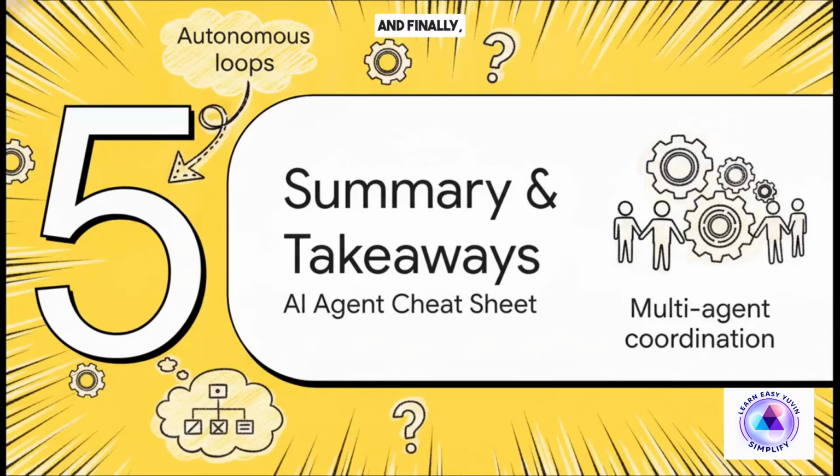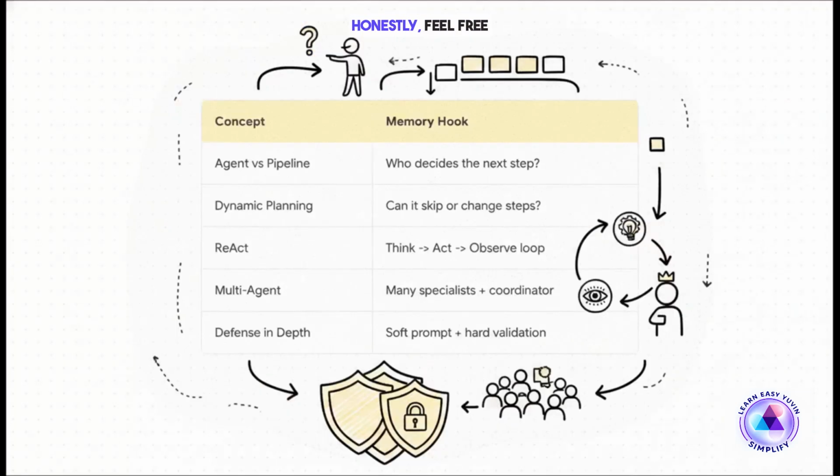And finally, Section 5, our final summary and takeaways. Basically, your AI agent cheat sheet. Honestly, feel free to pause the explainer right here and grab a screenshot. This perfectly summarizes the core mechanics of AI agents we've talked about today. If you're wondering if a system is an agent or a pipeline, just ask, who decides the next step? If you want to know the value of dynamic planning, ask, can it skip unnecessary steps?